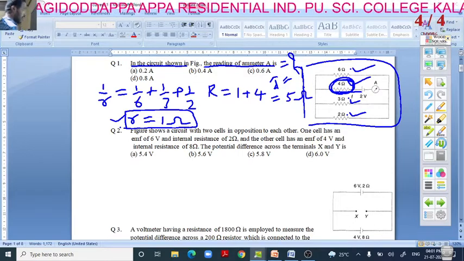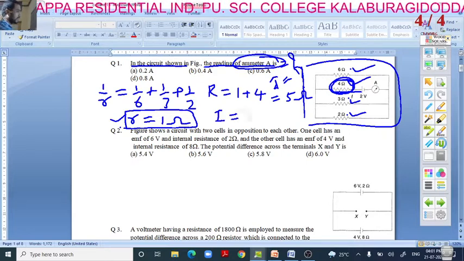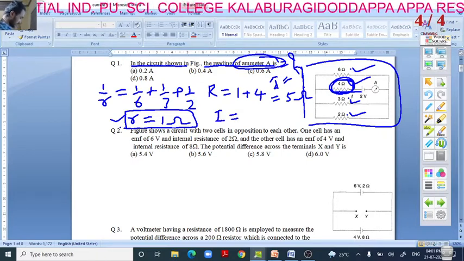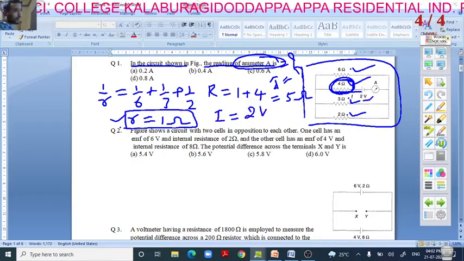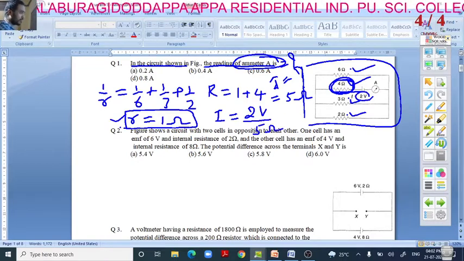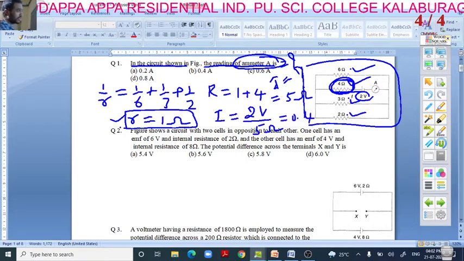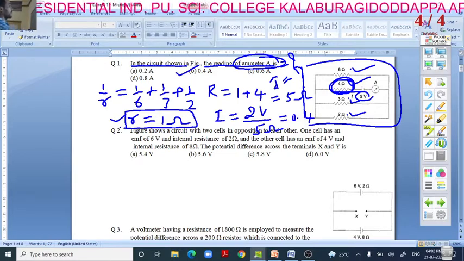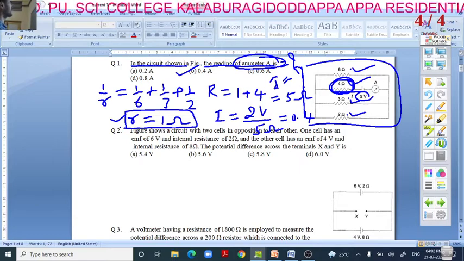Now our aim is to find current. So current I is equal to V divided by R. So current is equal to 2 volt, already he has given here, divided by 5 ohm. That is equal to 0.4. We will get here 0.4 ampere. Our option is the second option, right? Okay, next.